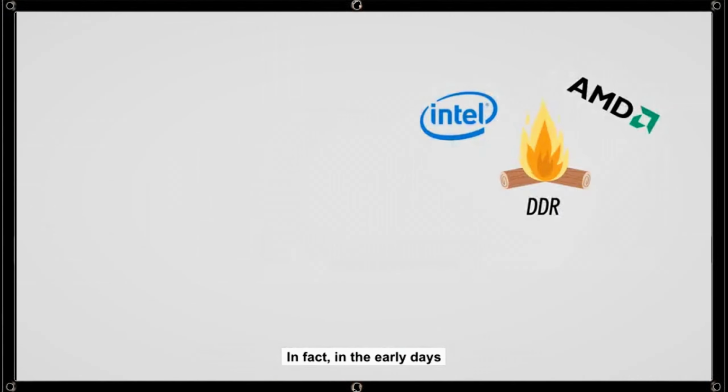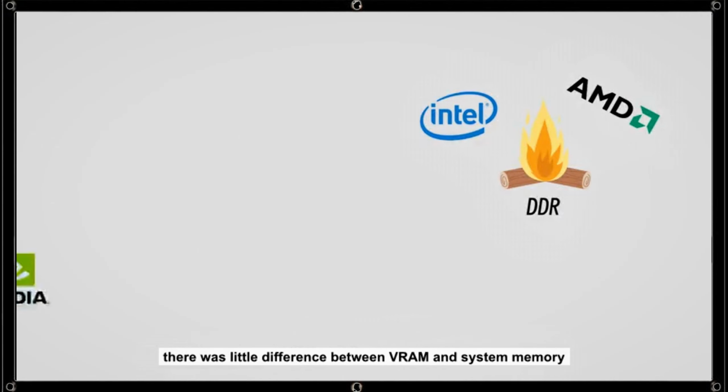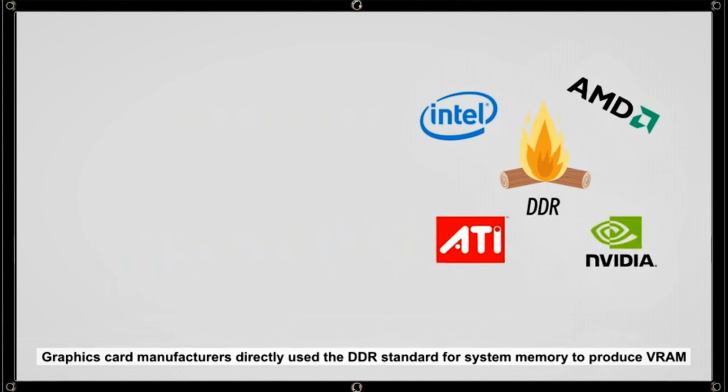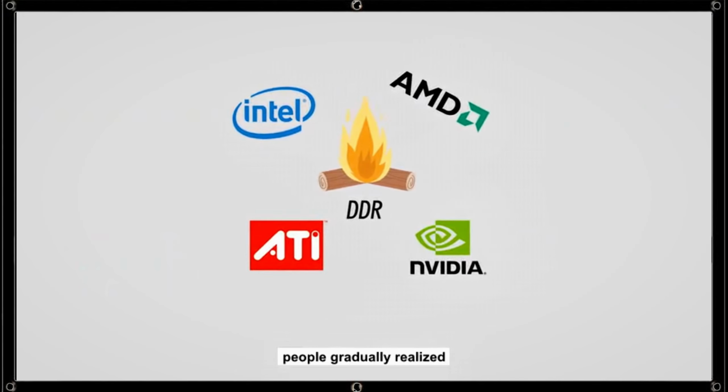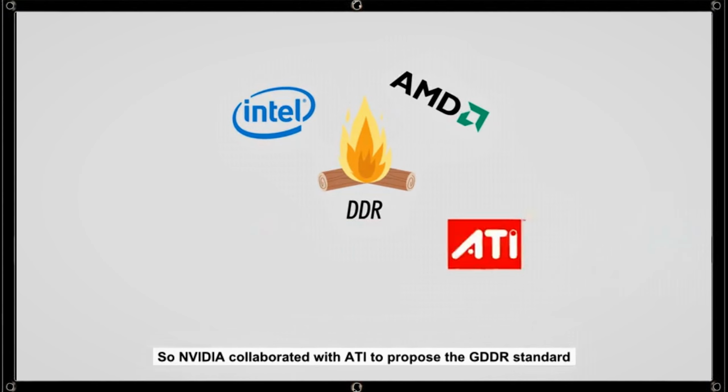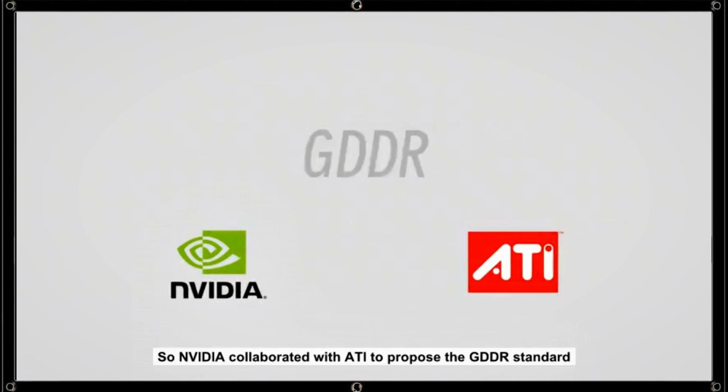In fact, in the early days, there was little difference between VRAM and system memory. Graphics card manufacturers directly used the DDR standard for system memory to produce VRAM. But as GPU technology advanced, people gradually realized that using the DDR standard directly for VRAM could no longer meet the demands of GPUs. So NVIDIA collaborated with ATI to propose the GDDR standard.